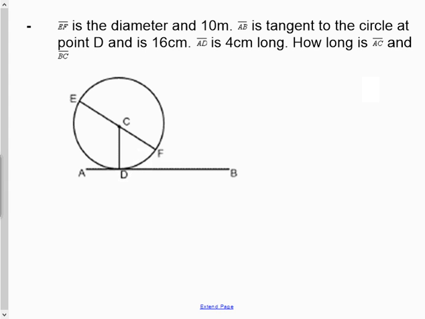Did I spell diameter wrong? Why does that look wrong? Does it look wrong, doesn't it? Is it just me, or is it late in the day?